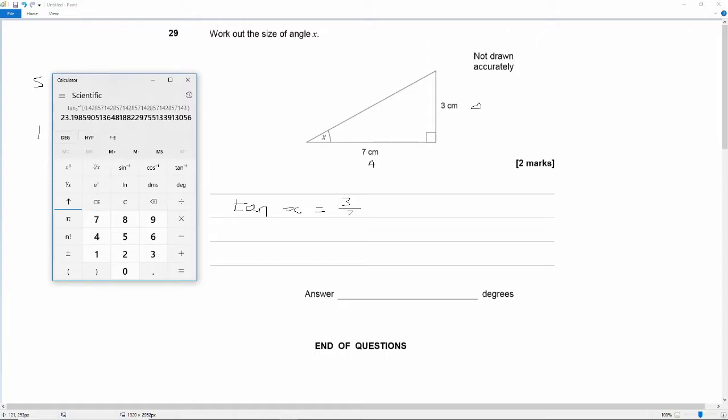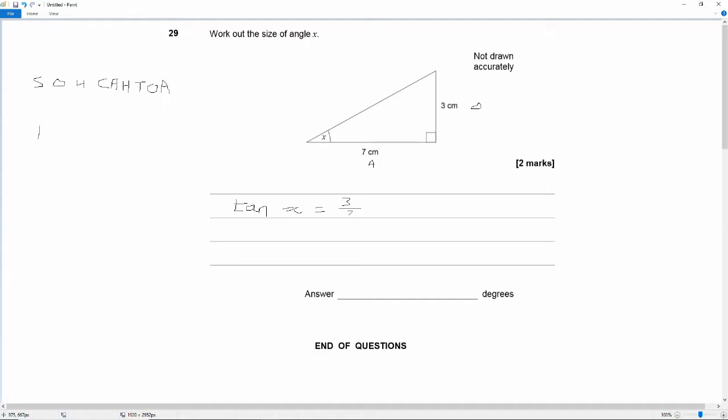So I'm going to round that to 23.2 degrees. Or I could just say 23 degrees. In fact, I'm going to say 23 degrees because these are all to one significant figure. So this is two significant figures, but I think we can get away with that. 23 degrees.